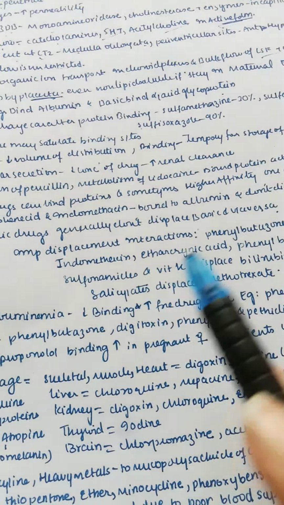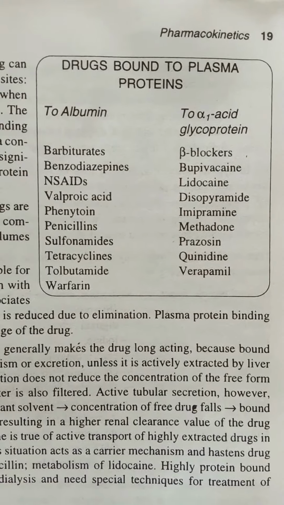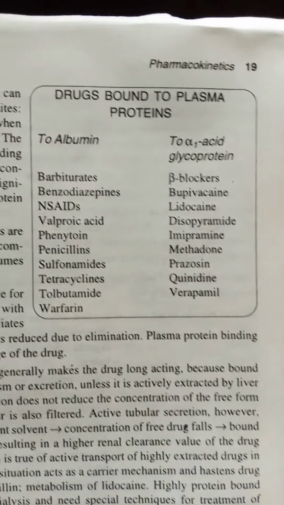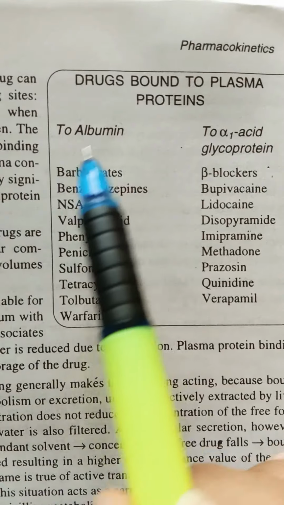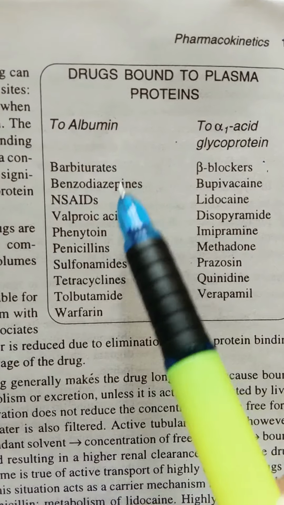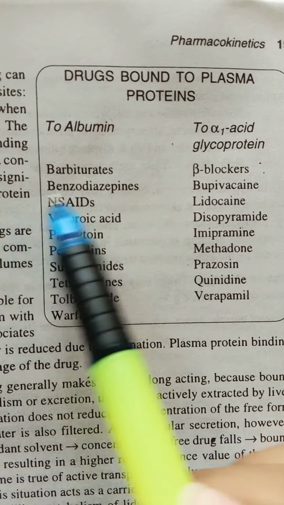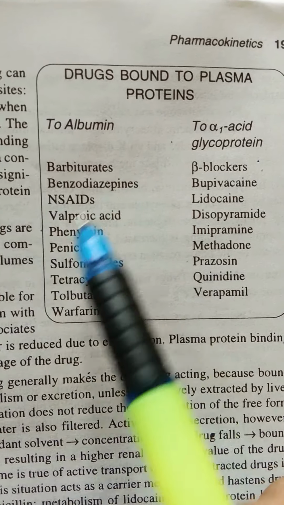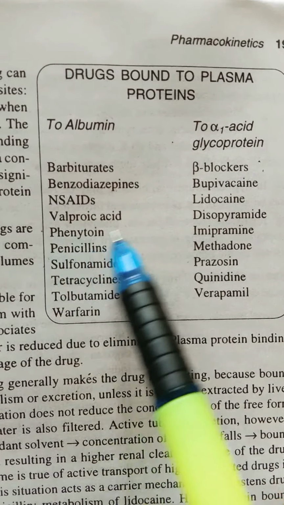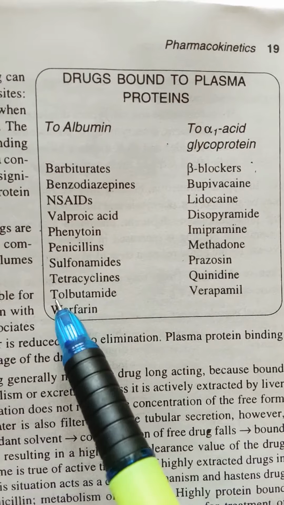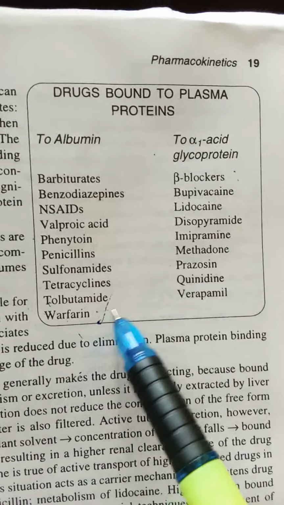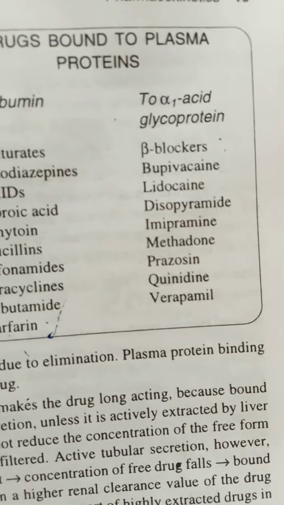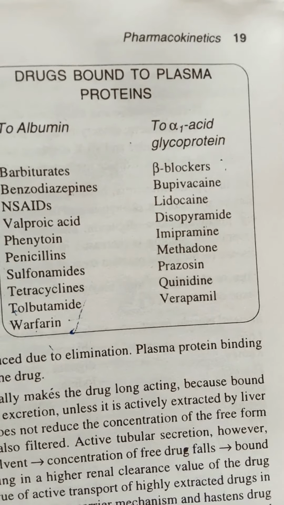Important displacement interactions we'll discuss. Before going there, let us check out the drugs which are bound to the plasma proteins, that is, to albumin and alpha-1 acid glycoprotein. To albumin: barbiturates, benzodiazepines, NSAIDs, valproic acid, phenytoin, penicillin, sulfonamides, tetracyclines, tolbutamide, and warfarin. These we need to remember, so we need to get them clear and revise them many times.